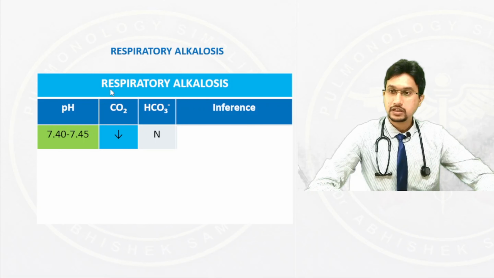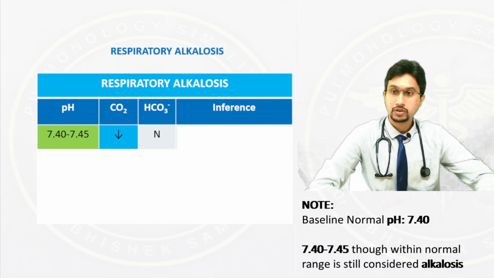In this first scenario, what we see is there is reduction in carbon dioxide. And when we note the pH is within the normal range of 7.40 to 7.45. Despite the pH being within the normal range of 7.40 to 7.45, it is more than 7.40. So it is on an increasing trend. The bicarbonate is still normal. So this is suggestive of an acute event.